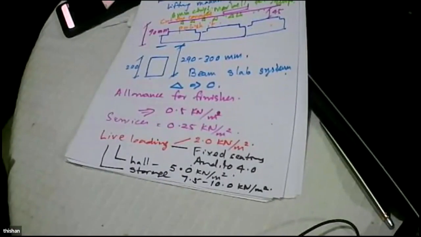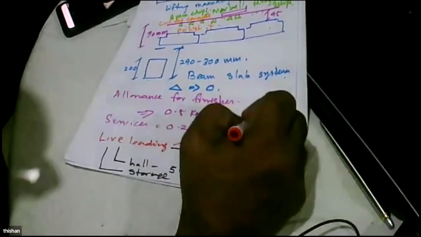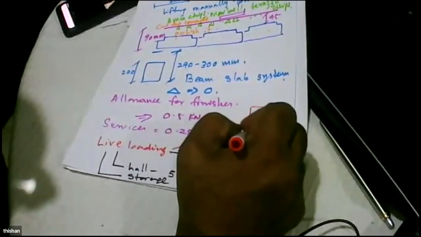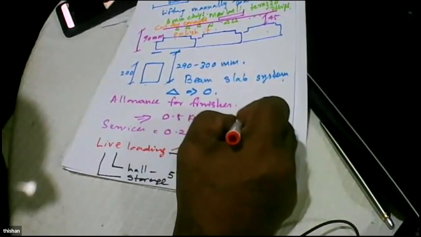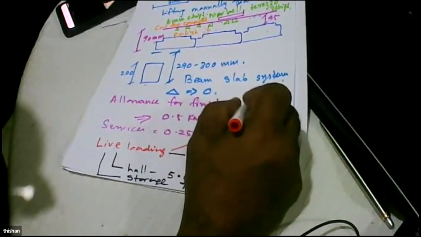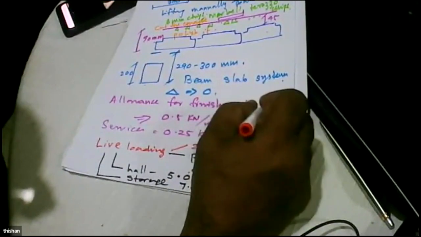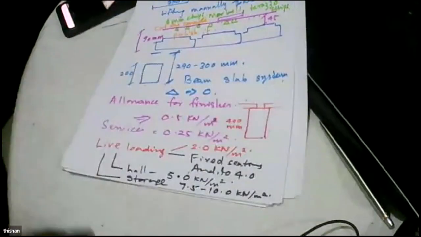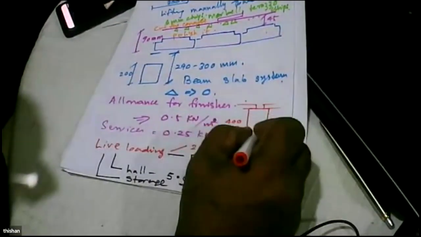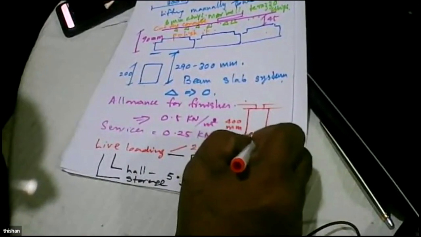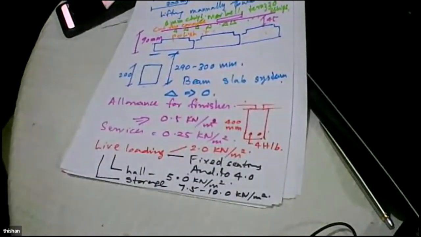Then the question comes, can we use it for a storage area? Yes, we might consider a 400 millimeter deep beam supporting these slabs. And we might have 4H16. Then you will find any massive load can be taken.